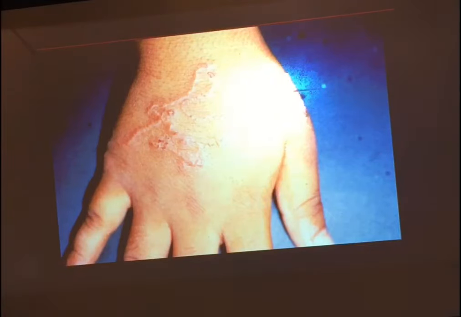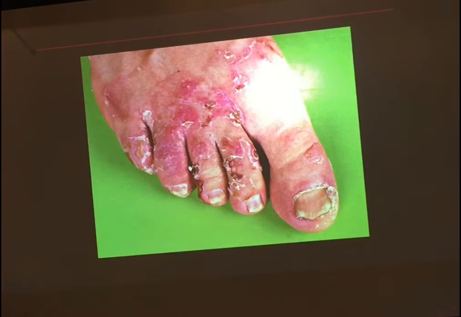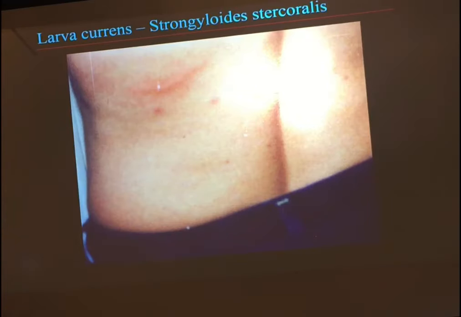Again, linear cutaneous larva migrans. This is again cutaneous larva migrans, but in this case, the patient had scratched it so much that it's scabbed, but you still see the serpiginous track. This is larva currens because of Strongyloides stercoralis.